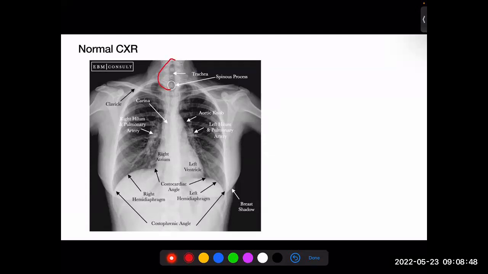Why am I in this mode? Just a minute. Can you see my cursor? Yes.